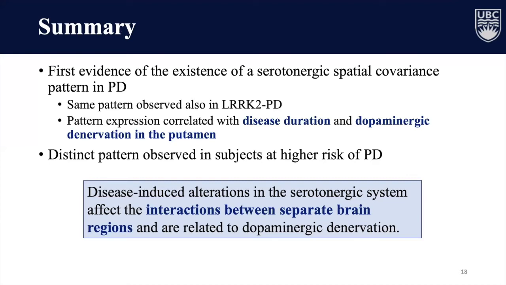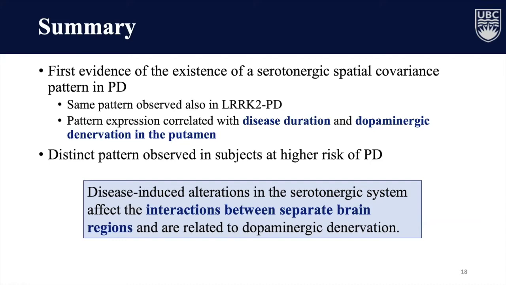So in summary, compared to the previously used univariate analysis approach, this spatial pattern method was found to provide a more sensitive measure in identifying disease-induced abnormalities. And this finding suggests that disease-induced alterations in the serotonergic system affect the interactions between separate brain regions altogether, and it's not purely local. And the abnormalities in the serotonergic system are also closely related to abnormalities in the dopaminergic system.